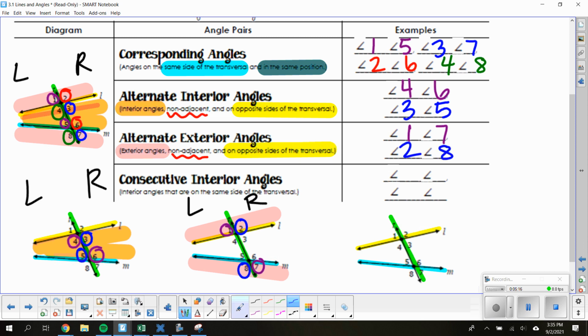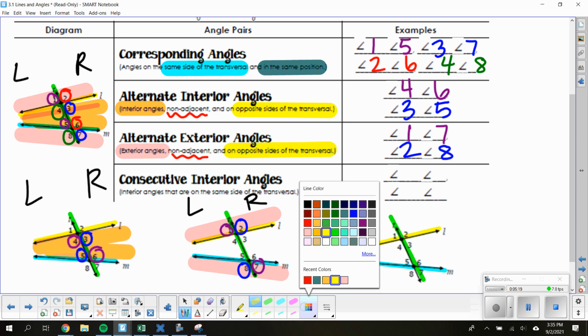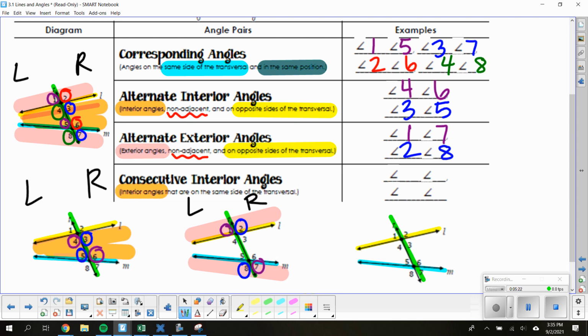All right, our last type are called consecutive interior angles. So we're going to be on the inside, in between lines L and M, and they're going to be on the same side of the transversal. So when we're looking at our left and right, you're both looking from the left or both looking from the right. So an example of that would be, if I choose 4, the only angle on the inside, and on the same side, so on the left, would be angle 5. 4 and 5. And lastly, I can choose 3 and 6.